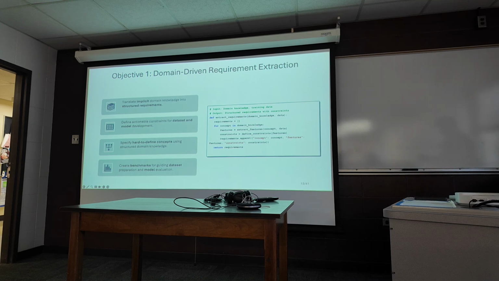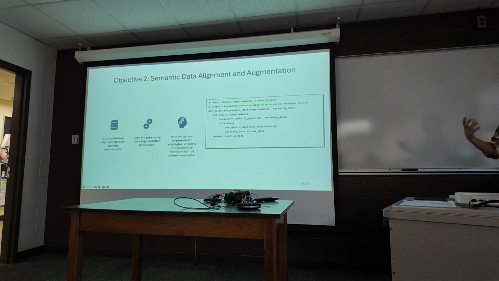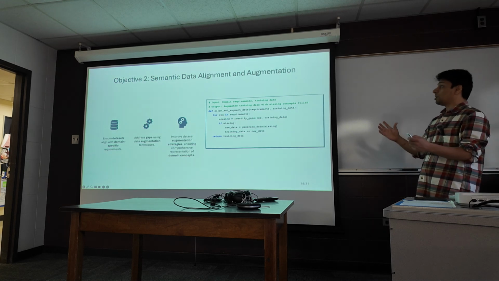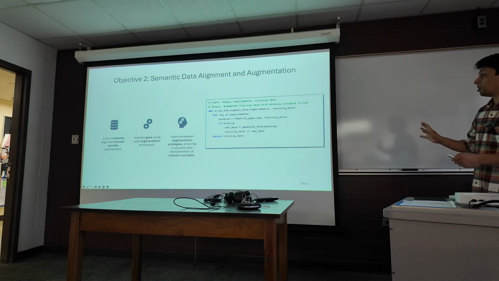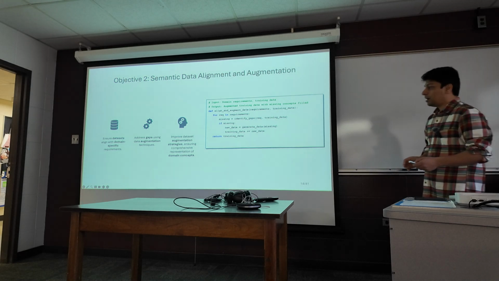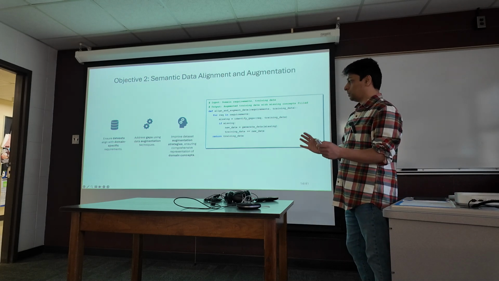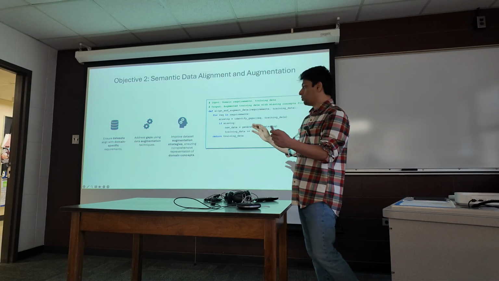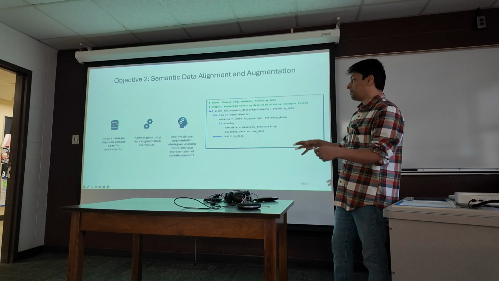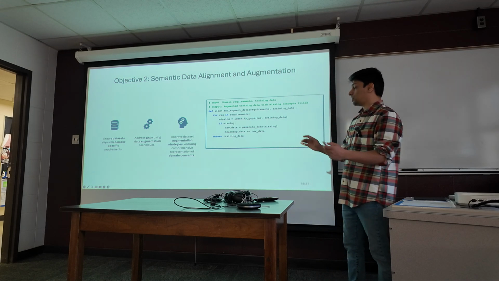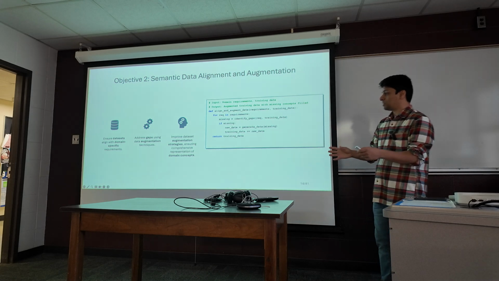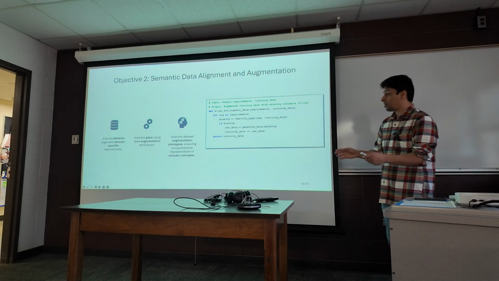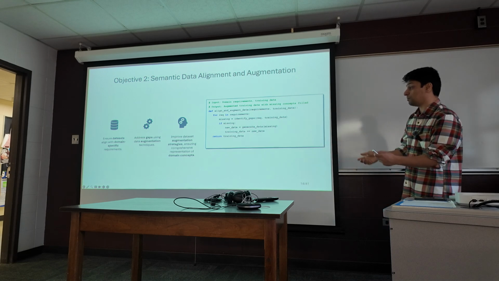So having grounded our approach in the domain knowledge, the next step is aligning this with the dataset itself. So here we discuss objective 2, semantic data alignment and augmentation. We have three steps for that. We have to ensure that the dataset aligns with the domain specification requirements, address the gaps using data augmentation techniques, and at the end improve the dataset augmentation strategy, ensuring a comprehensive representation of the domain concepts.